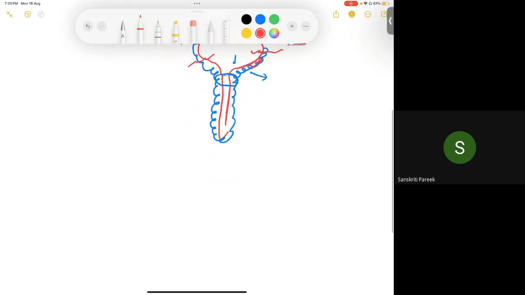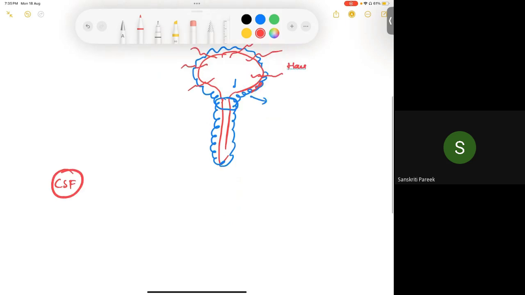What is the other function of CSF? CSF also helps in transport as well. Like, for example, transport of different things. Okay, so do you guys know what is melatonin?